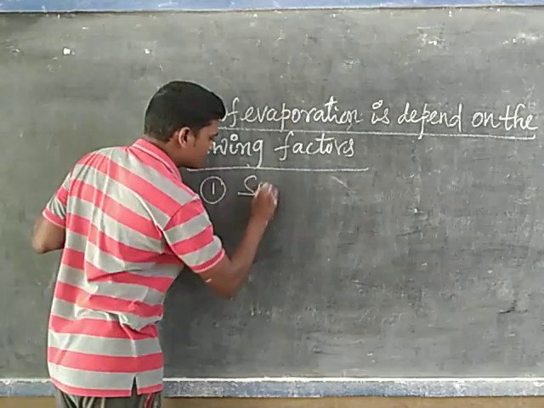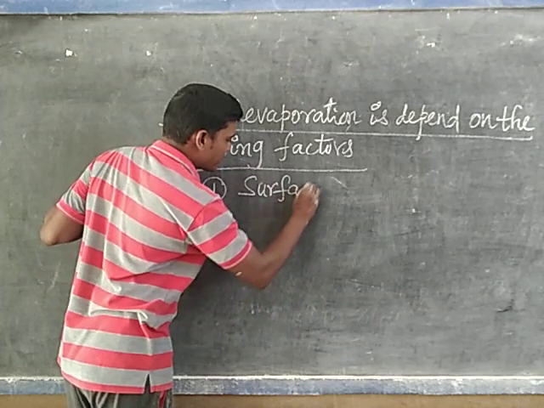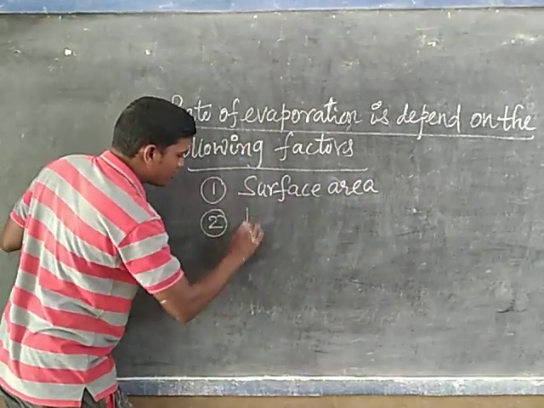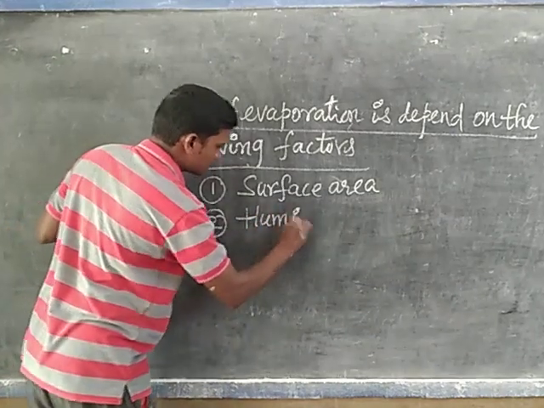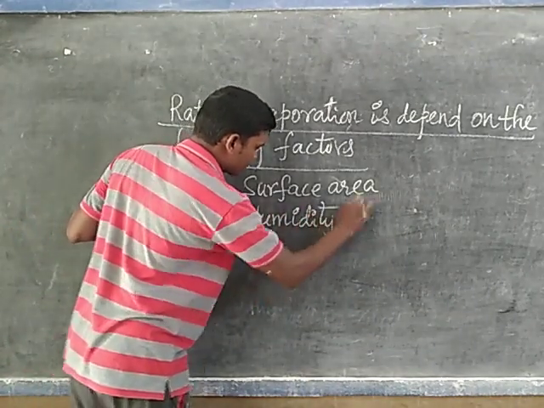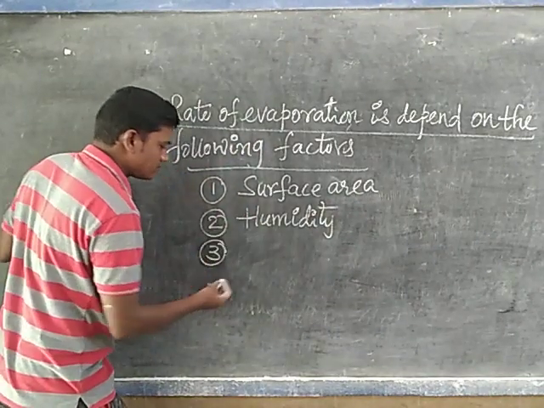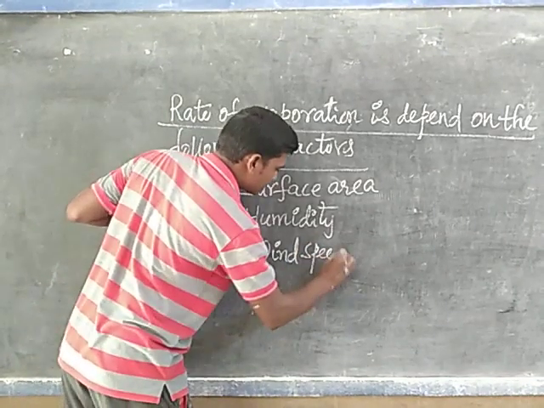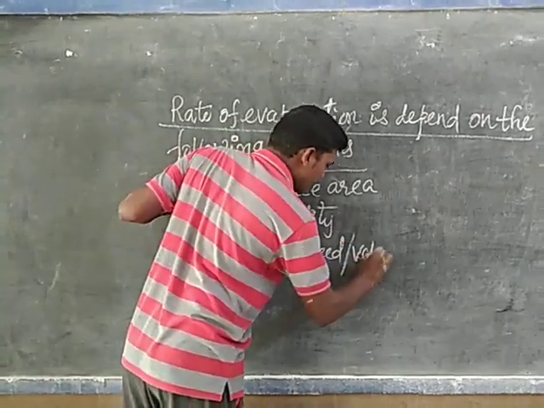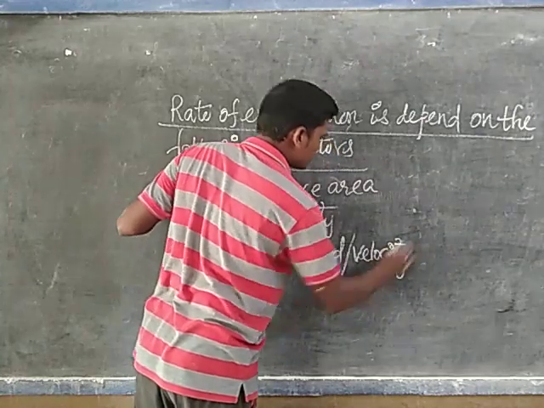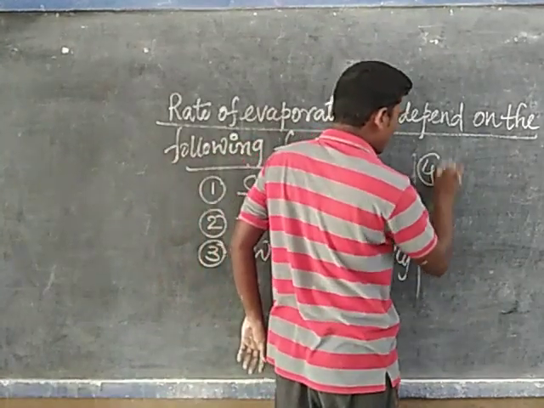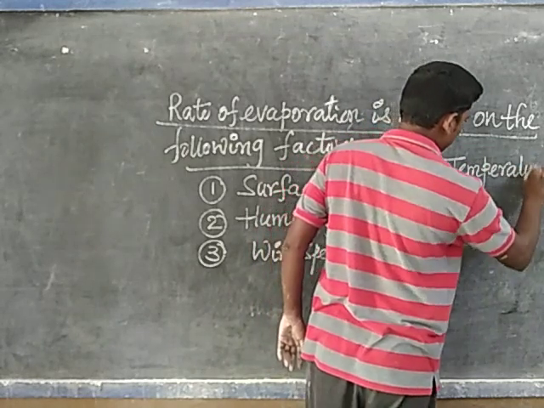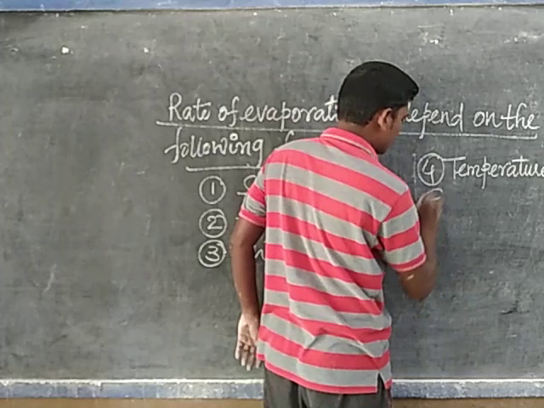First one is surface area. Second one is humidity. Third one is wind speed or wind velocity. Fourth one is temperature. Fifth one is pressure.